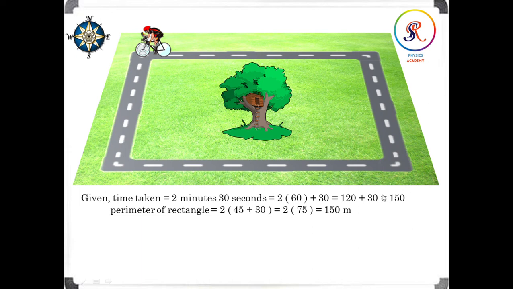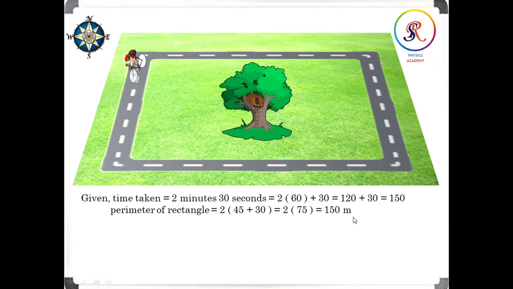So the total time taken is 150 seconds. Now we are taking the perimeter of the rectangle also. They are giving in the question 2 into 45 meter and 30 meter, the length and breadth. So 2 of length plus breadth, we will get 2 of 75. We got 150 meter. So in both cases we got it. Now we have the perimeter of the rectangle and the time also.